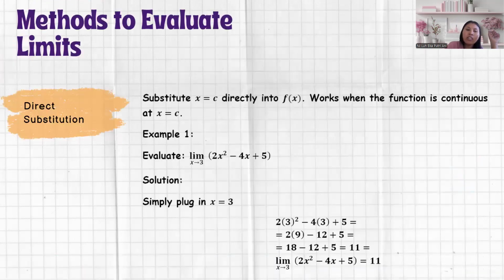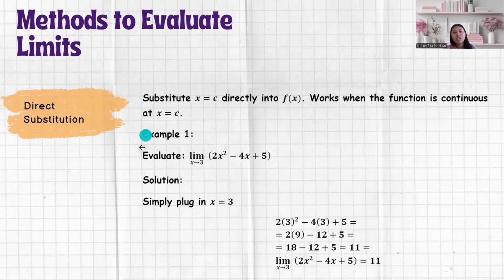Now let's move on to the methods of evaluating limits. The first method is direct substitution. This method substitutes x equals c directly into f(x). This method works when the function is continuous at x equals c.